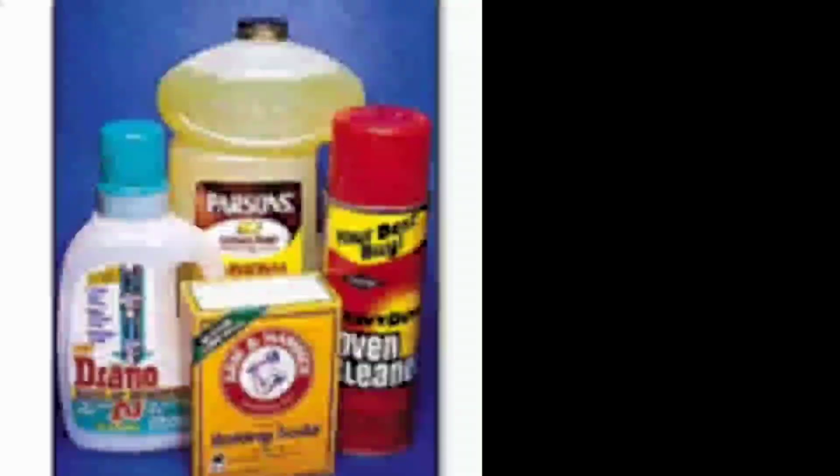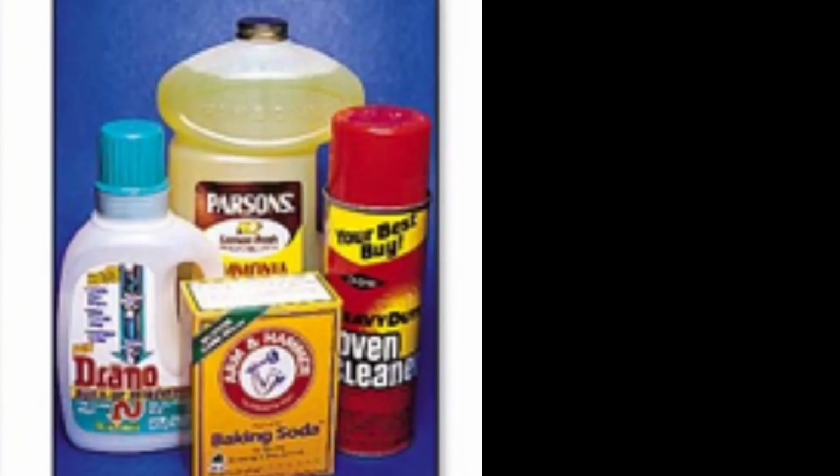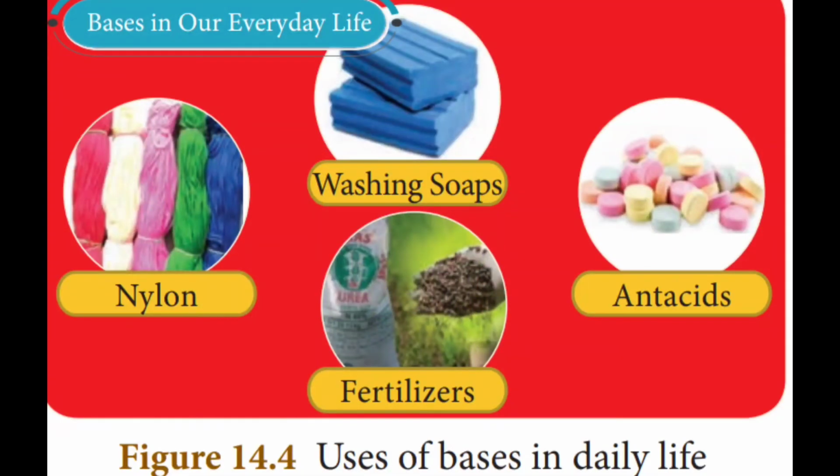So now, uses of bases. Potassium hydroxide is used to make bathing soaps. Sodium hydroxide is used to make washing soaps. Sodium hydroxide is also used in paper industries, textile industries, and in preparation of medicine. Calcium hydroxide is used for whitewashing. Aluminum hydroxide and magnesium hydroxide are used in antacids to cure acidity problems. And finally, ammonium hydroxide is used to manufacture fertilizers, nylon, plastics, and rubber.